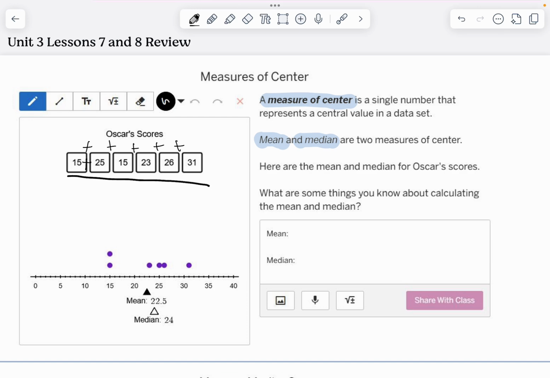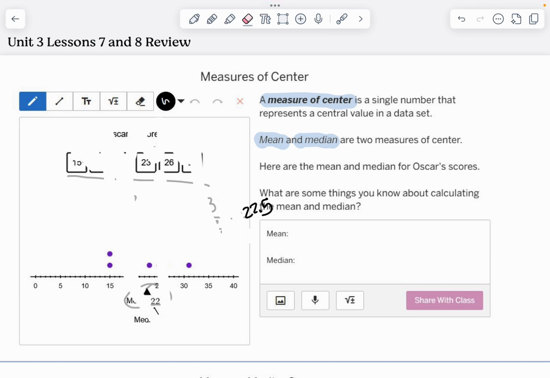So in this case, I would add all of these up and divide it by 6. If I were to do that, I add up 15 plus 25 plus 15 plus 23 plus 26 plus 31. I get 135, and I need to divide it by 6 because there are 6 terms in this situation. And we end up with 22.5. Now, they did already tell that for us, but just as a reminder. To find the median is middle.